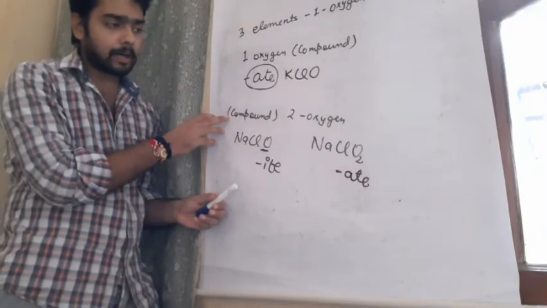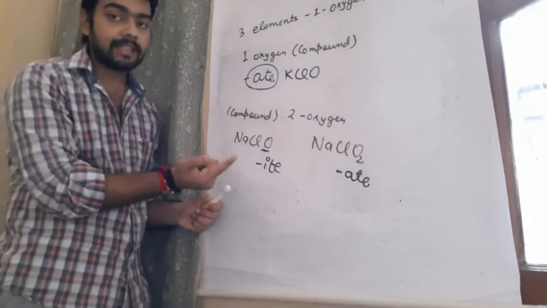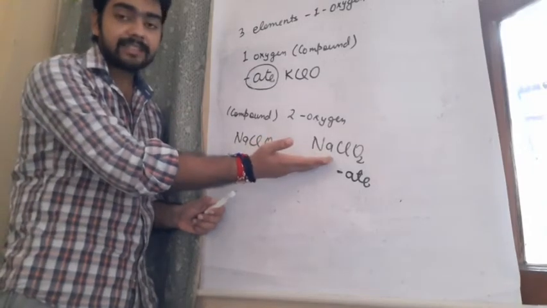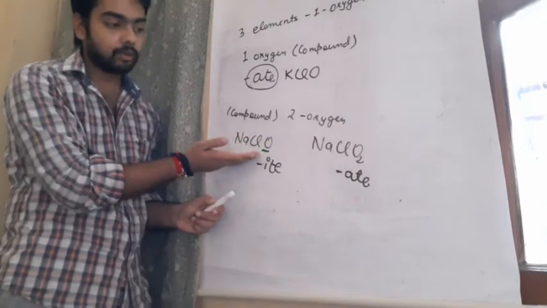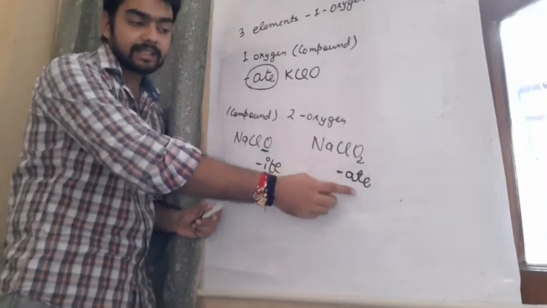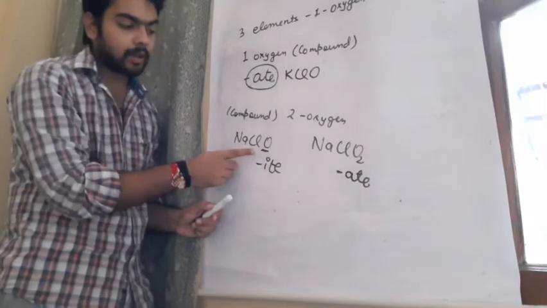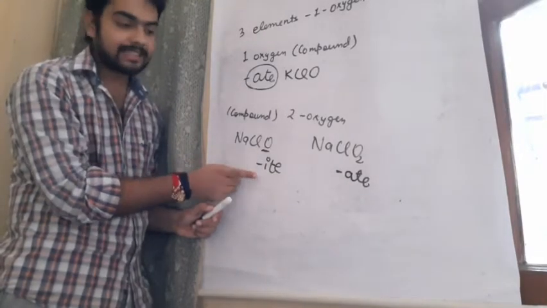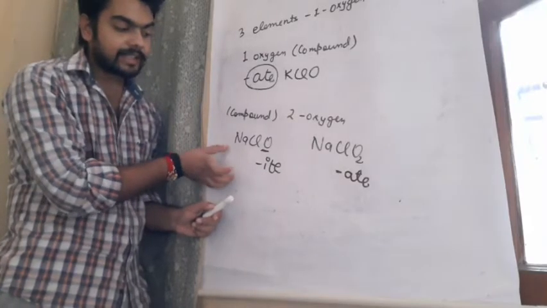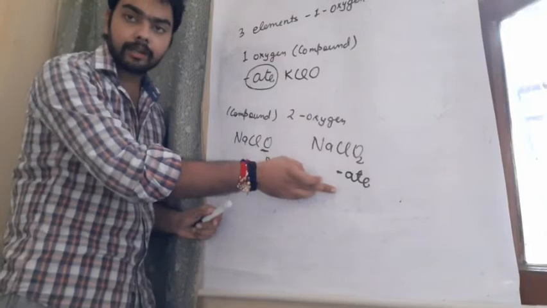But when we have compounds, there are two types of compounds. One has more oxygen and one has less. For example, here we have NaClO2 and NaClO. The one which has more oxygen has suffix ATE added to it, and the one which has less oxygen has ITE added to it. So its name will be sodium chlorite and its name will be sodium chlorate.